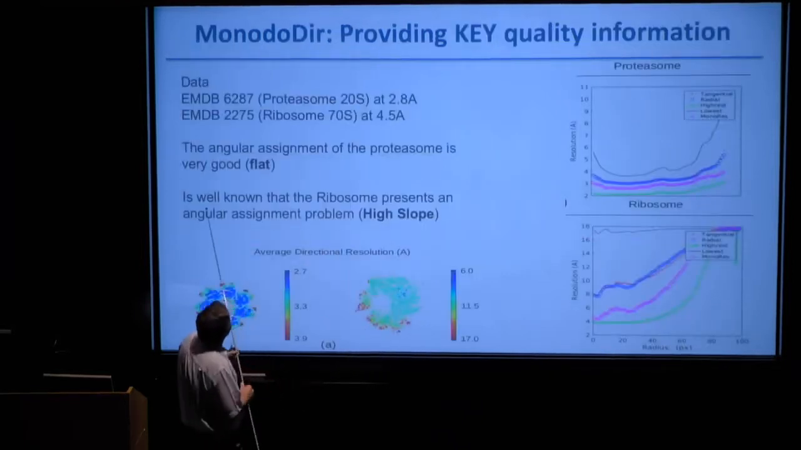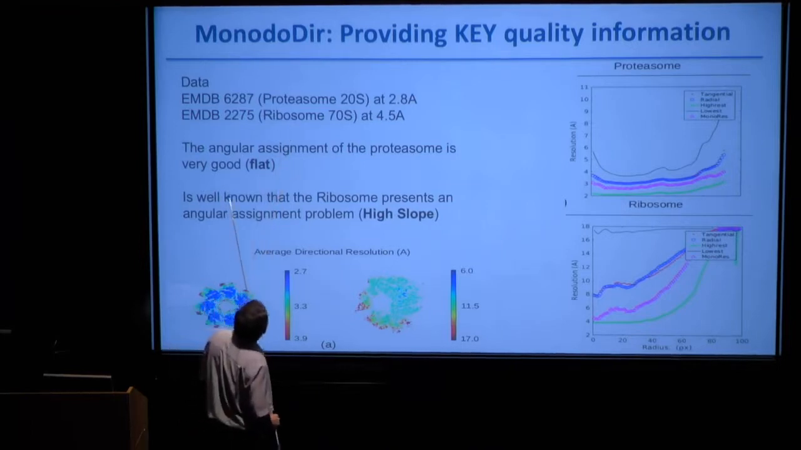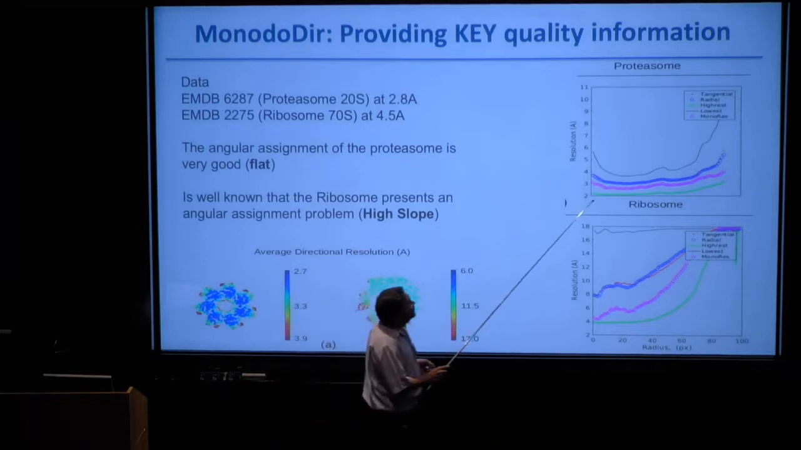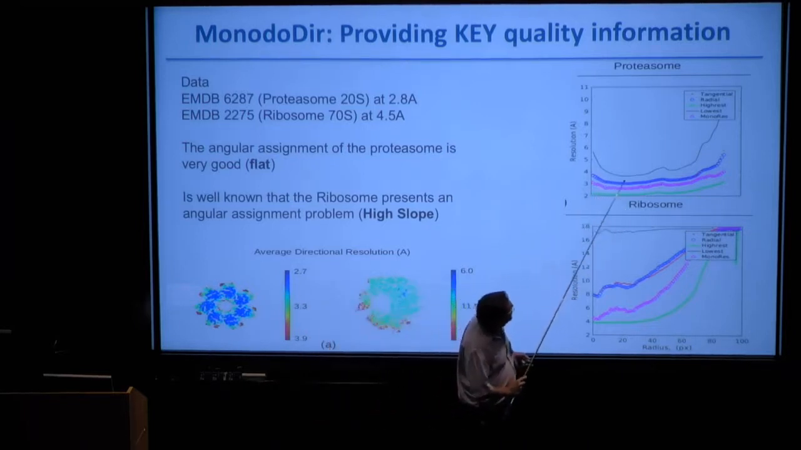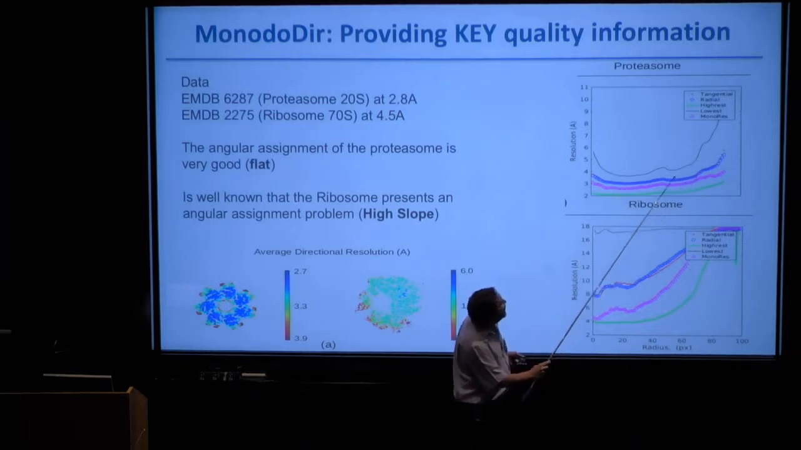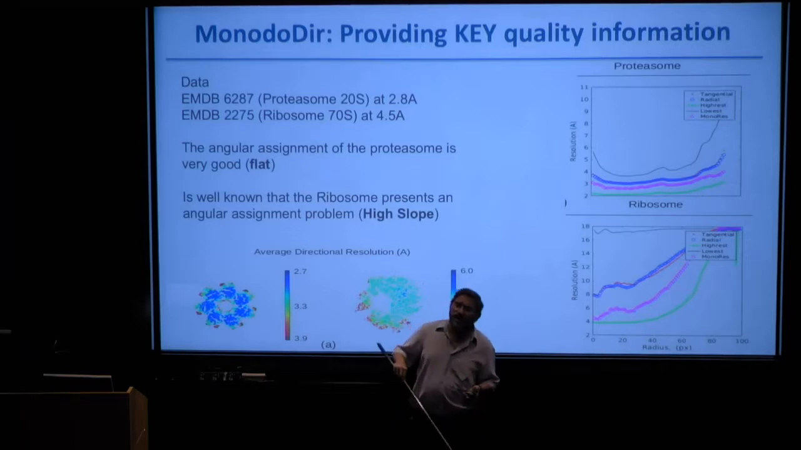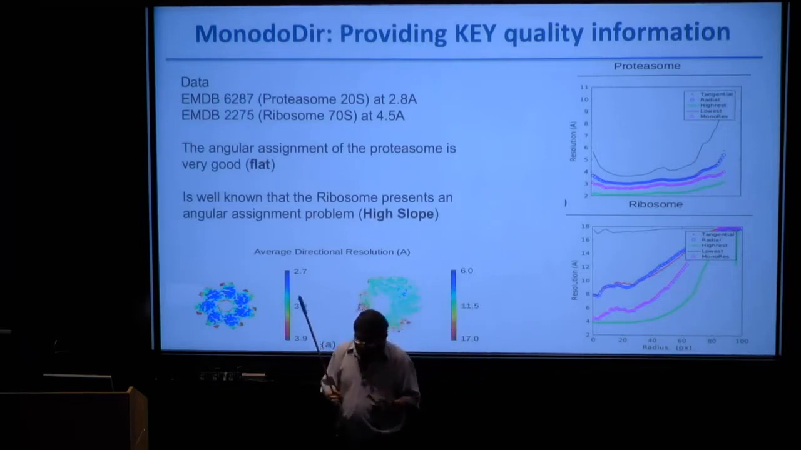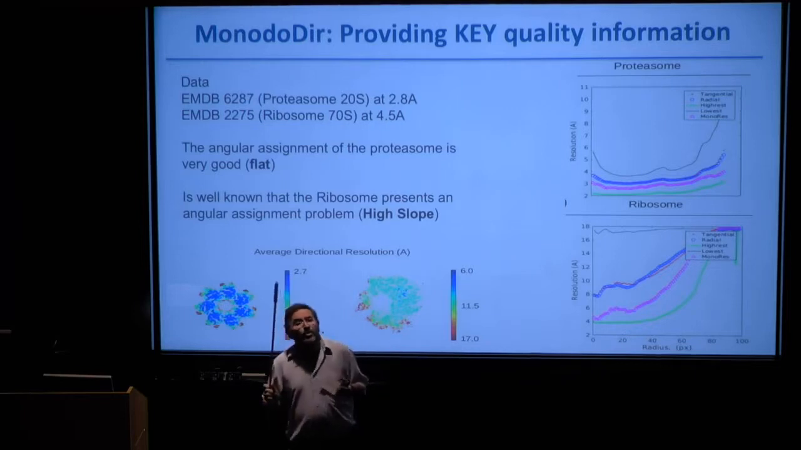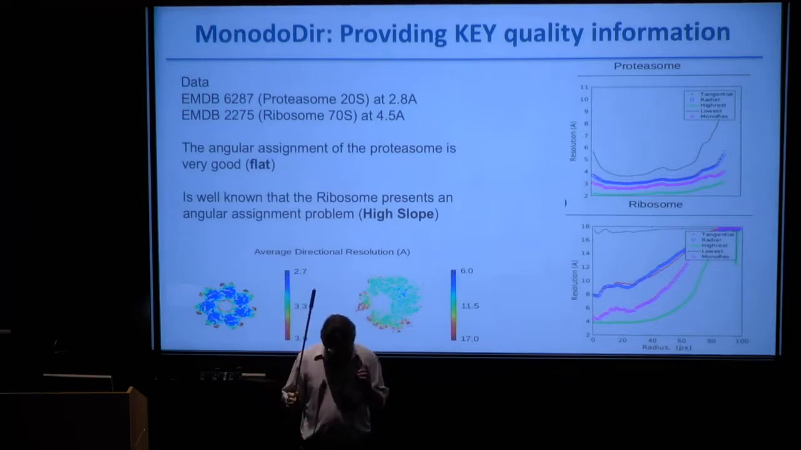And now we apply it to a number of cases. Let me present the proteasome and the ribosome. In the case of the proteasome, we see that there is a small slope in that curve, but it is quite flat. So in general, the map has, on average, a small angular error.